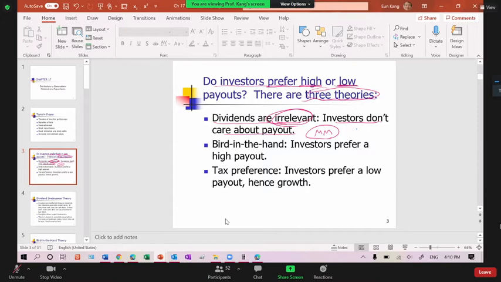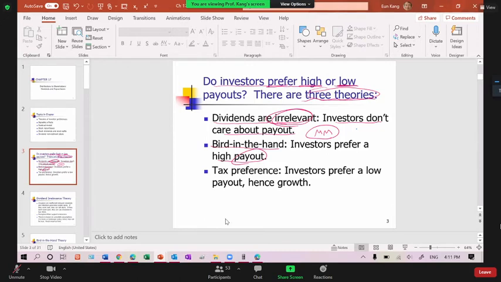And then the bird in the hand, that is what? A bird in the hand is better than two birds in the bush, right? That is what? They like dividends. The dividend is a bird in the hand. It's a sure thing. You get cash in your pocket. But capital gains is what? Capital gains are two birds in the bush. Because capital gains is what? The company may just use the retained earnings and invest in some projects, and then it may be a failure. Then what? It's like two birds fly away, right?